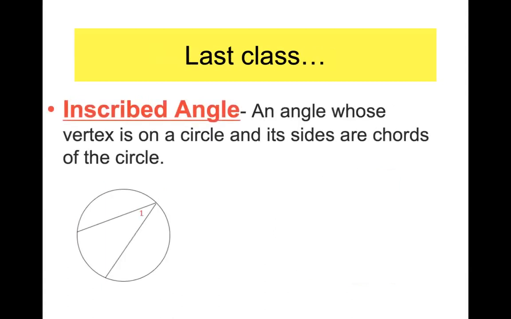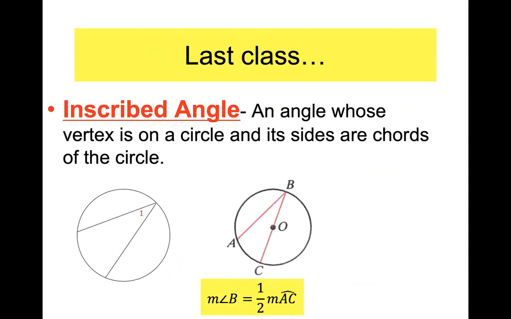Last class, we were introduced to inscribed angles. We did get a formula for this one, and it turns out for an inscribed angle, the angle is equal to half of the arc that it makes. So angle B there is equal to 1/2 of arc AC. You could also say this backwards: 2 angle B's make 1 arc AC.